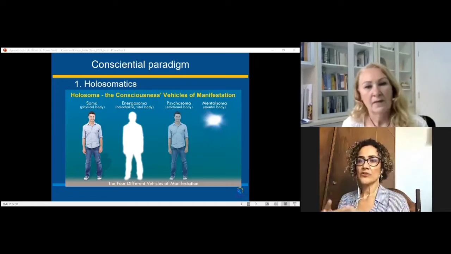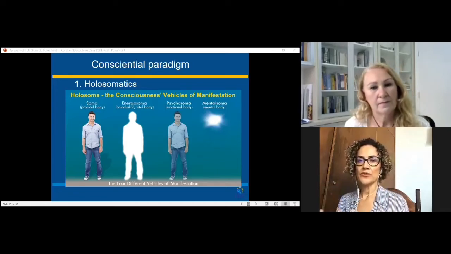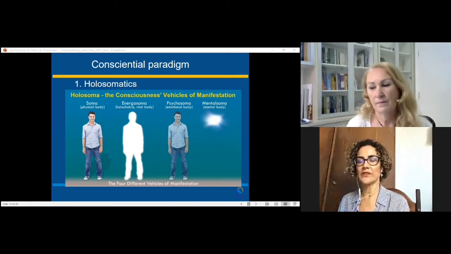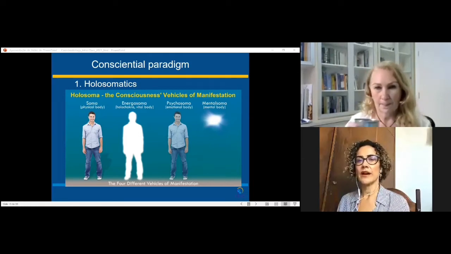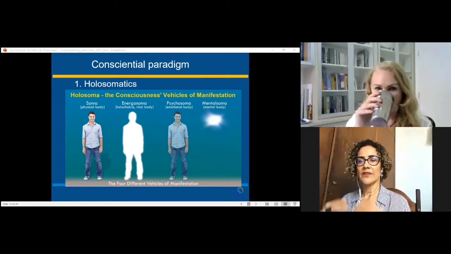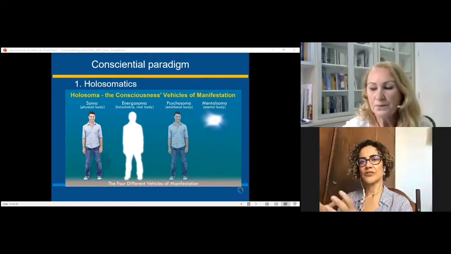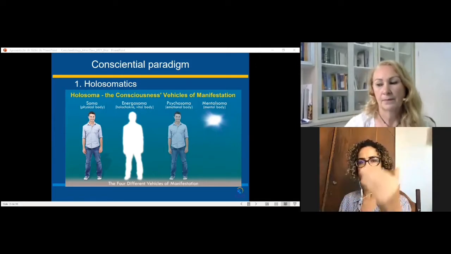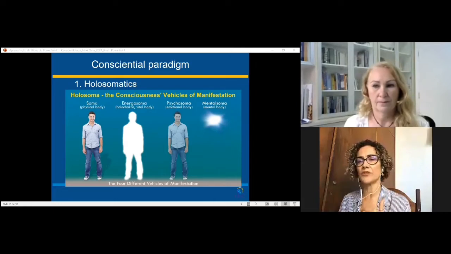The first one is holosomatics. So when we are talking about consciousness, how we understand consciousness, this consciousness uses a few bodies to manifest in different dimensions. In those bodies, they have characteristics that allow the consciousness to manifest in those dimensions. That's why we talk about holosomatics and multidimensionality.